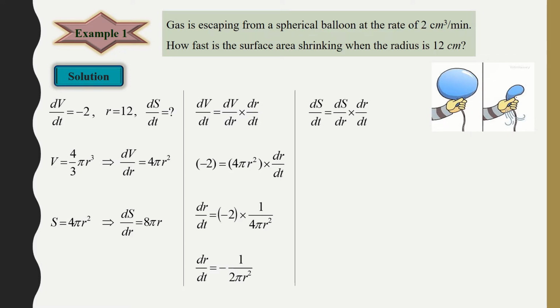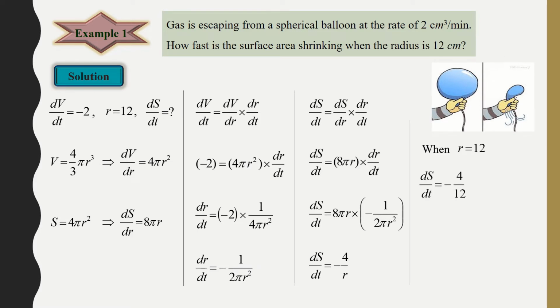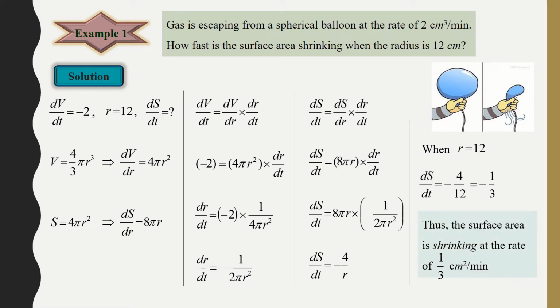After that, we substitute into dS/dt. We substitute dS/dr, which is 8πr, multiplied by dr/dt, which is -1/(2πr²). So finally, dS/dt = -4/r. After that, when r = 12, we substitute into dS/dt, and we get -4/12, which is equal to -1/3. So the conclusion is that the surface area is shrinking at the rate of 1/3 cm² per minute.